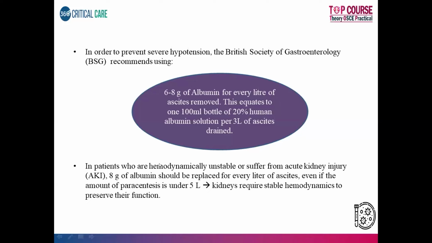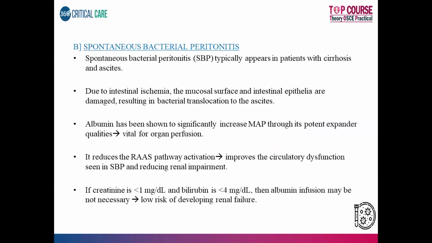Okay. In patients who are hemodynamically unstable or those who are already suffering from an AKI, not HRS, but there could be an AKI, 8 gram of albumin should be replaced for every liter of ascites, even if the amount of paracentesis is under 5 liters. In such cases, you have to transfuse it when the patient is hemodynamically unstable and if the patient has a pre-existing AKI.